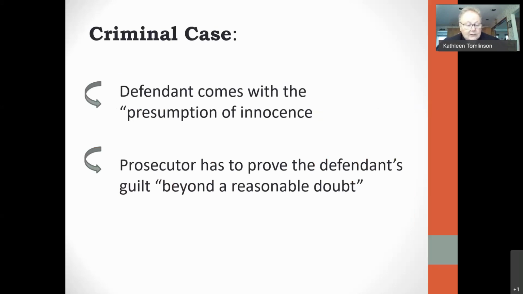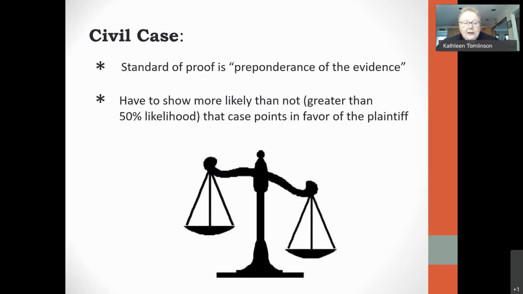A civil case is different. The standard of proof in a civil case is what we call a preponderance of the evidence. You have to show that it's more likely than not, meaning greater than 50%, just a mere little tip of the scales in one direction. If that evidence points in favor of the plaintiff, as long as it's over that 50% mark, then you are permitted to reach your verdict in the plaintiff's favor.